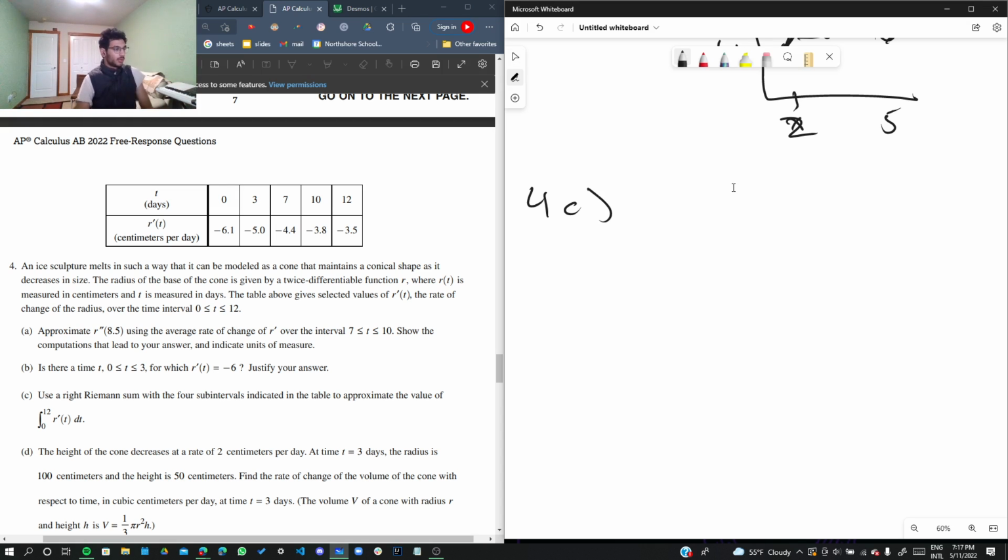All right, part C, 4C. Use a right Riemann sum with 4 subintervals indicated in the table to approximate the value of the integral from 0 to 12 of r prime of t dt.